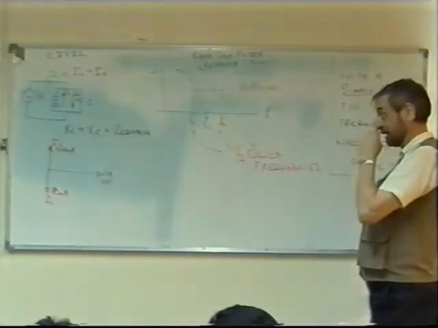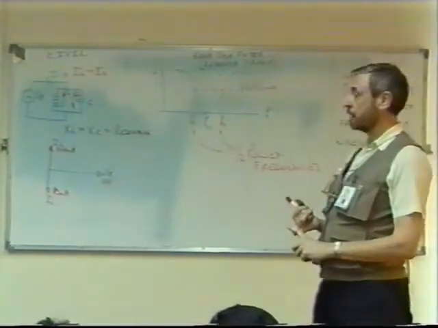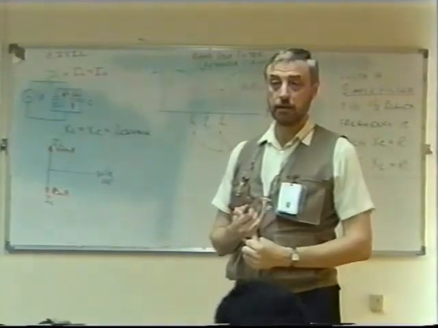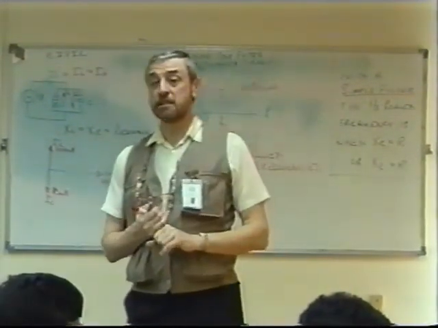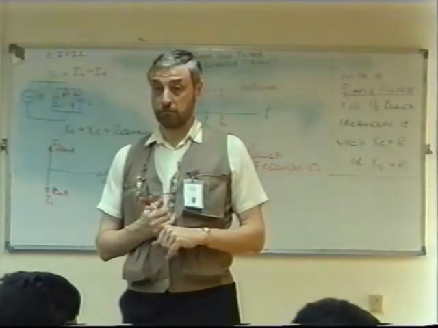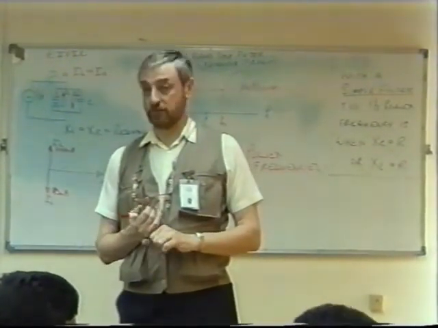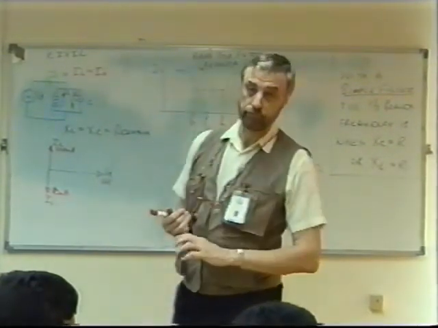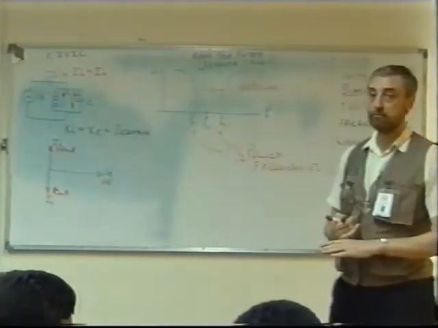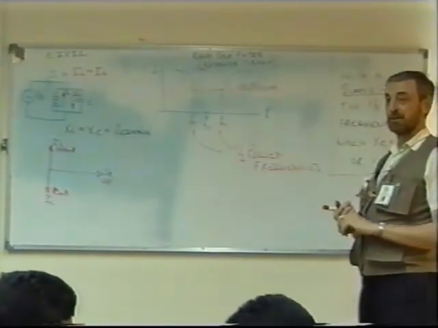What are the three names? Half power, minus 3 dB point, or minus 3 dB frequencies. That means the same thing, of course, from our knowledge of decibels, and cutoff frequency. All of them mean exactly the same thing.